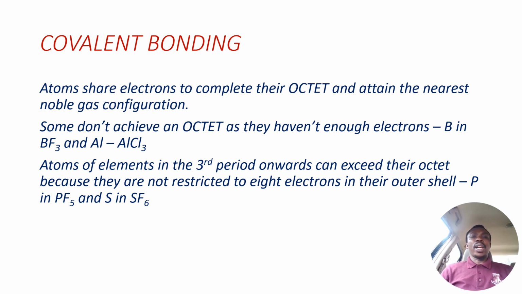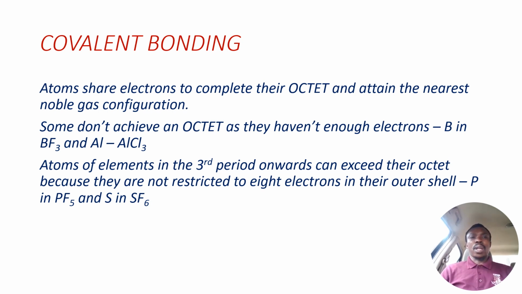Then atoms of elements in the third period onwards can exceed their octet because they are not restricted to 8 electrons in their outer shell, like phosphorus in phosphorus pentafluoride and sulfur in sulfur hexafluoride or sulfur hexachloride. That is what we call an expanded octet. So we're going to consider those few exceptions.